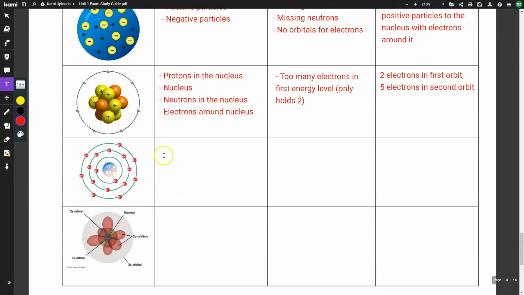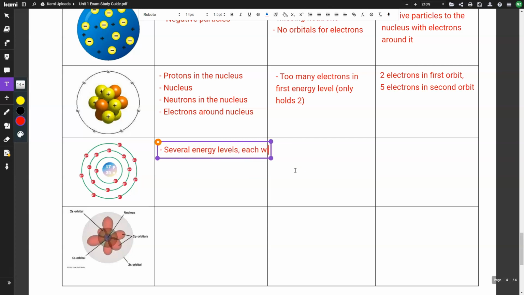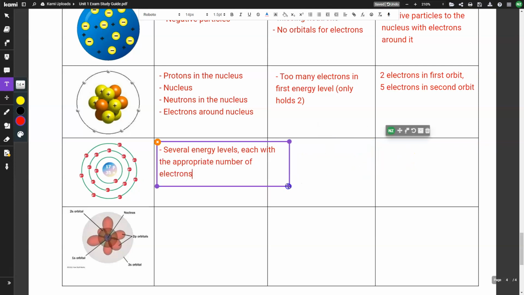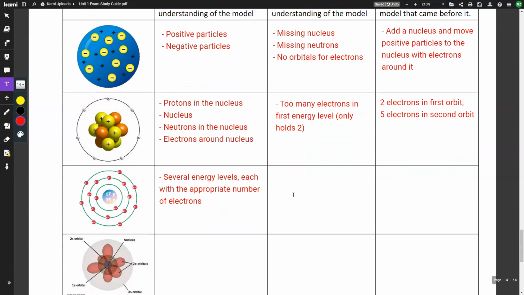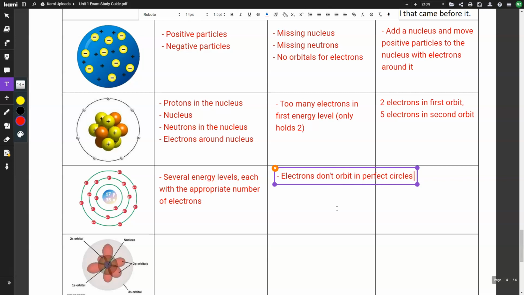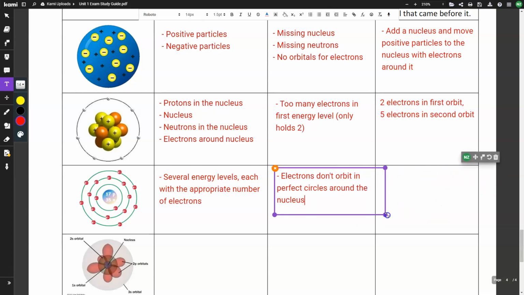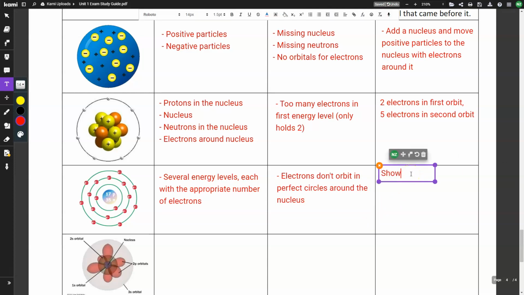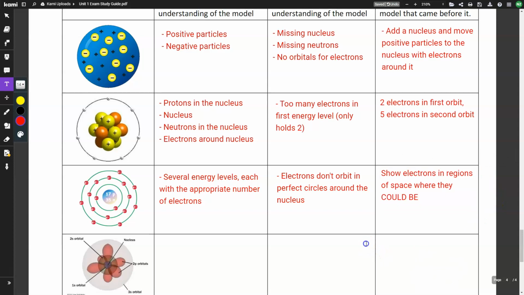All right, next one here. Wow, we have lots of different energy levels. Several energy levels, each with the appropriate number of electrons. Of course, we have all the other stuff as before. What's wrong here? Well, we know that the electrons don't orbit in perfect circles. So how could we make this better? Well, we could show electrons in regions of space where they could be. Remember, we don't know exactly where the electrons are, but we know where they could be.